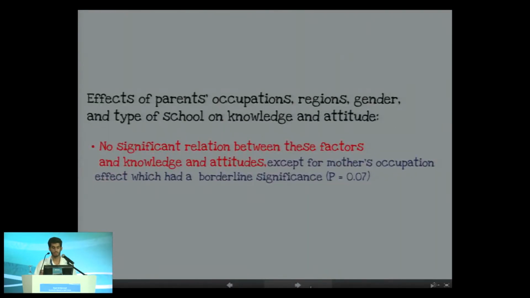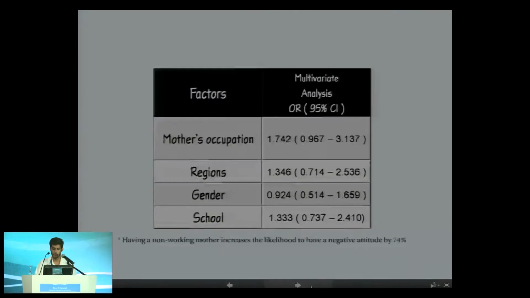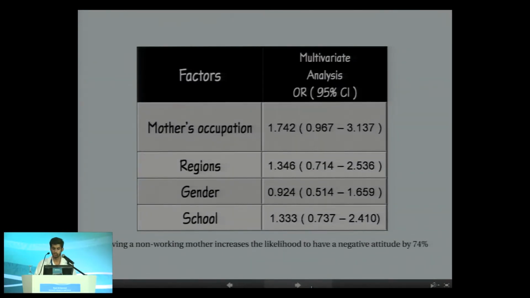And when we investigated the effect of other factors such as parents' occupation, region, gender, type of school, and knowledge, we found that there is no association except for mother's occupation, which had a borderline significance. The meaning of borderline significance is that if we increase the sample size, it might lead to a significant relation. And here is my multivariate analysis for it: having a non-working mother increases the likelihood of having a negative attitude by 74%.